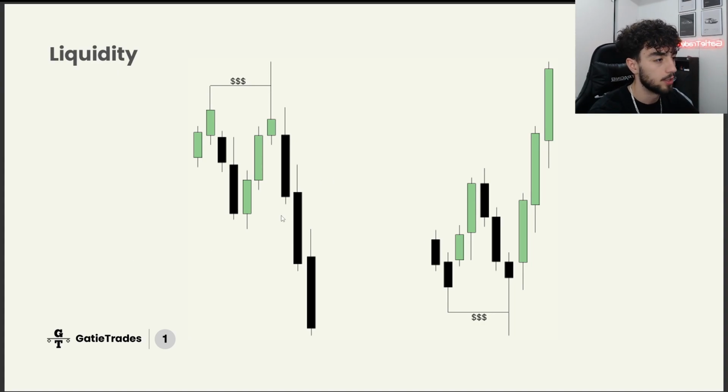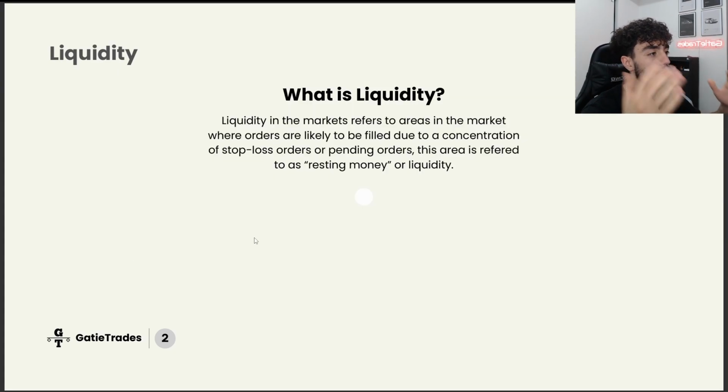So here's the title page for liquidity, and let's go to the second page. So what is liquidity? Liquidity in the market refers to areas in price or areas in the market where orders are likely to be filled due to a concentration of stop loss orders or pending orders. This area is referred to as resting money, also known as liquidity. So what does that mean?